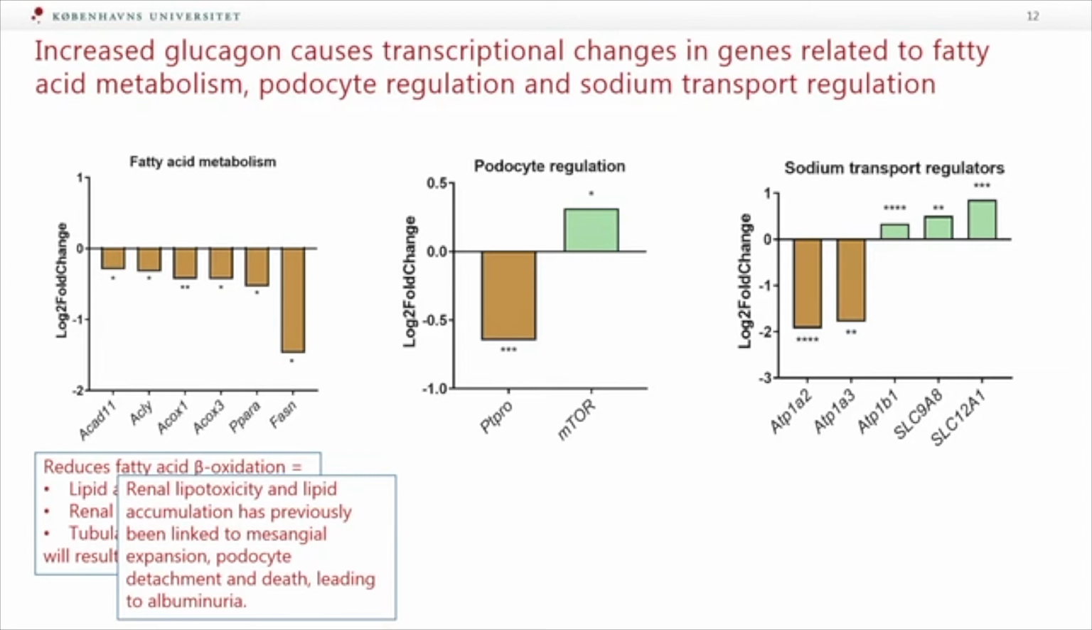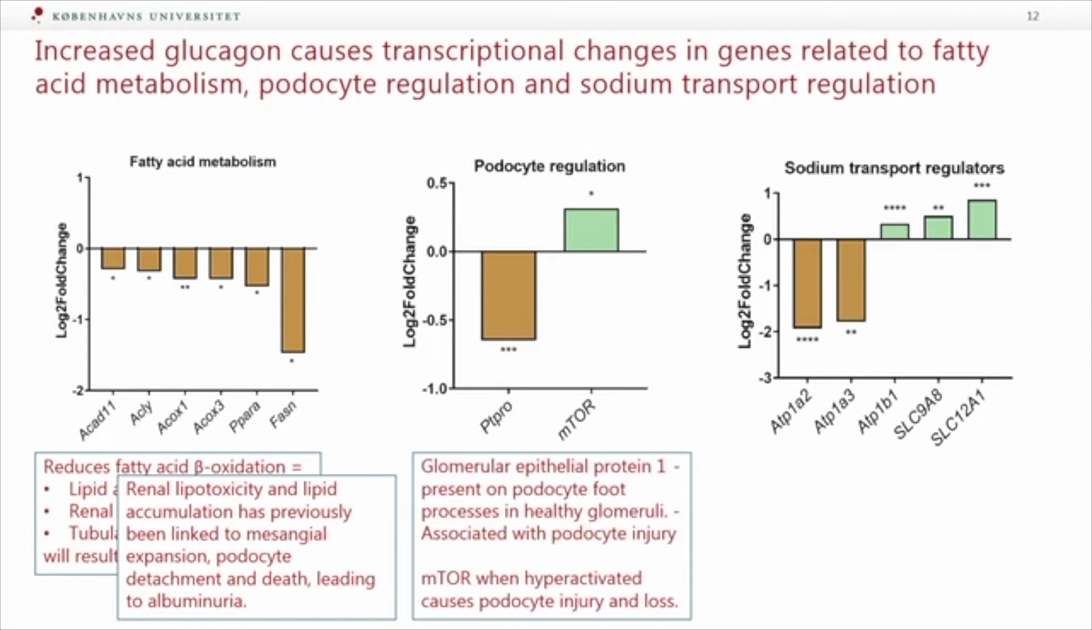We also observed increased transcription of mTOR and decreased transcription of this PT-Pro, which is glomerular epithelial protein 1 that is present mostly on podocyte processes in healthy glomerulus. And it has been associated with podocyte injury. And also the mTOR, when hyperactivated, causes podocyte injury and loss.